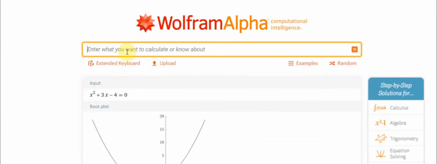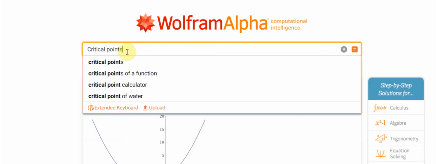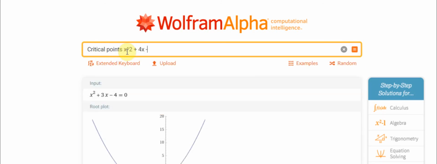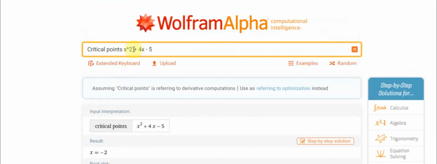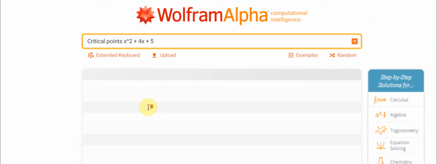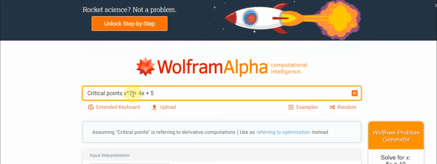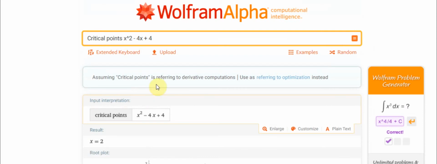Now if you want to find the critical point here, you put in critical point and it will find it for you like this. Inflection point.